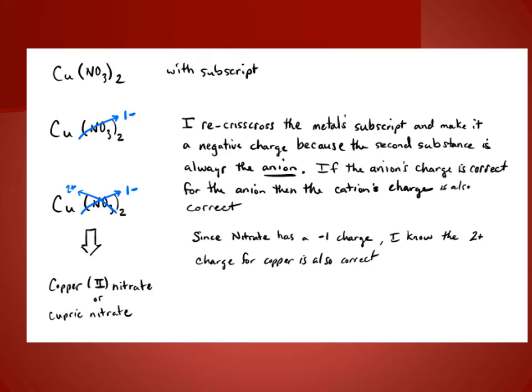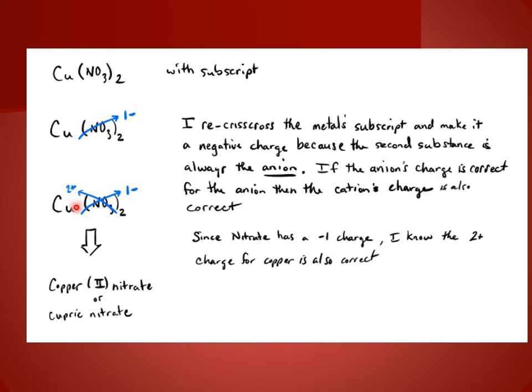Here is the other copper nitrate combination on that example page, but now I have subscript. Because I have subscript, I can re-crisscross. So I take the subscript from down here, but Spence, there is nothing written there. If there's nothing written, it's a 1. So I'm going to re-crisscross that up there and make it a 1 negative. So I re-crisscross the metal subscript and make it a negative charge because the second substance is always the anion. If the anion's charge is correct, then the cation's charge is also correct. Well, when I re-crisscross the negative 1, nitrate has a negative 1 charge, and I know this for a fact. So therefore, this 2 now, when it re-crisscrosses up to the copper, this 2 is also correct.